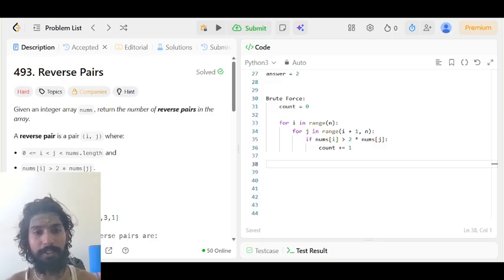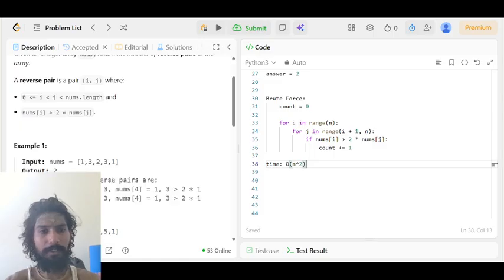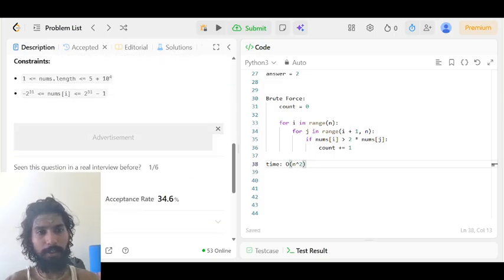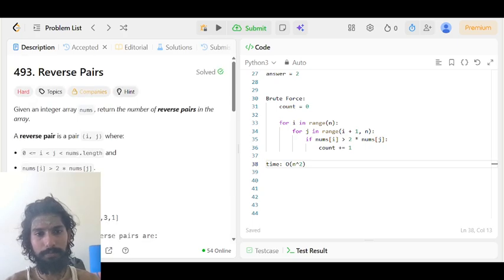But the problem is time complexity. The outer loop runs n times. The inner loop also runs almost n times. So the time complexity is order of n square. And if we look at the constraints, then we can conclude that this algorithm is very slow. This n square will be too slow. So brute force is logically correct but not accepted. We need an optimized solution.